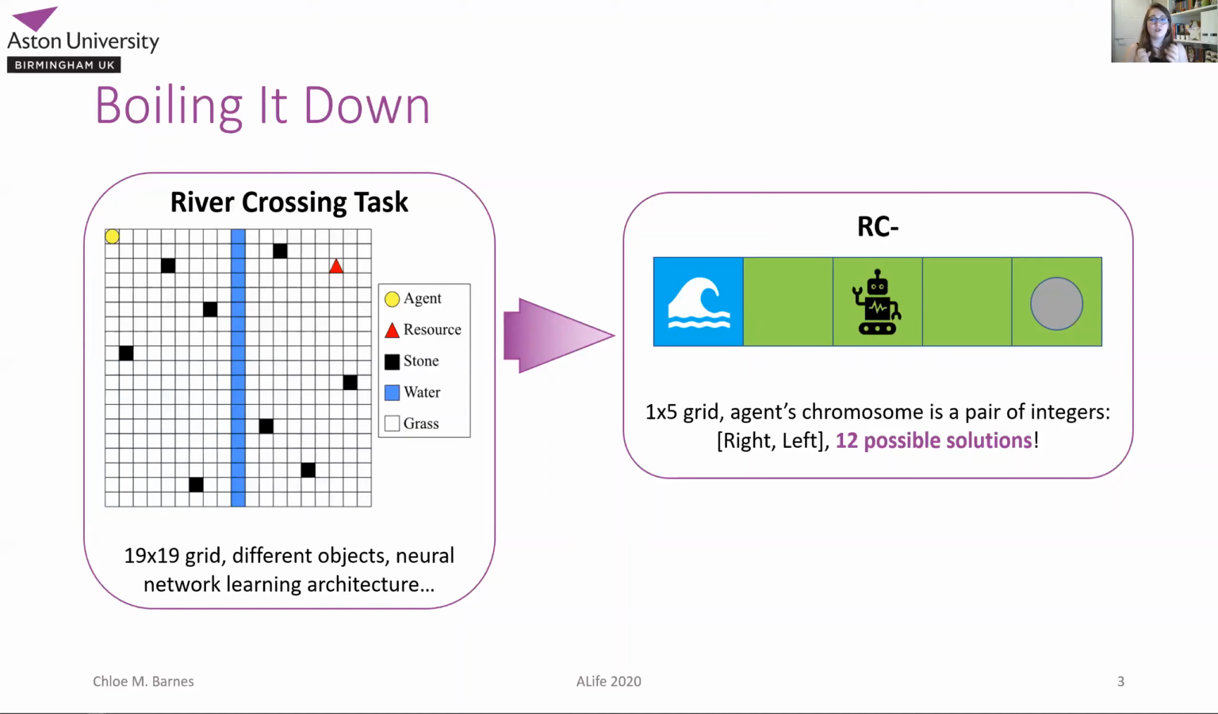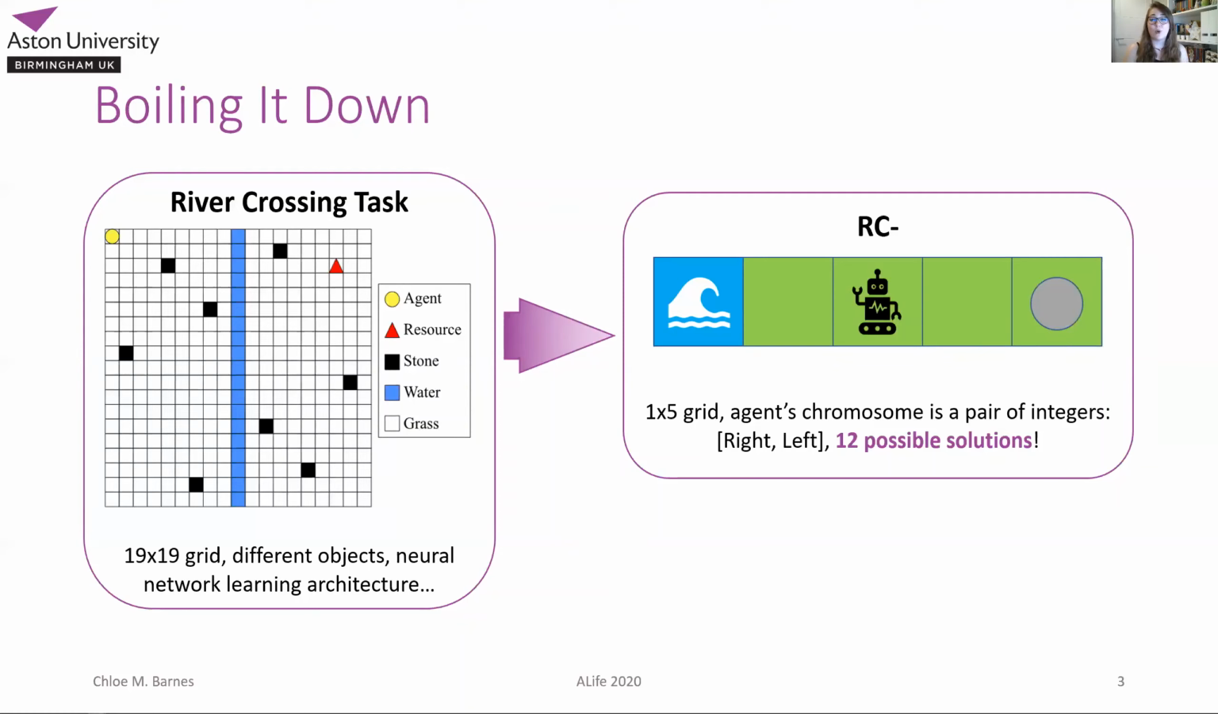And we've reduced it right down to explore one fundamental component of why this task is difficult. And we've reduced it down into something called the minimal river crossing task on the right, or the RC minus. So the original river crossing task, the RCT, is a 19 by 19 grid, and there is a river of water running down the middle of the test bed.